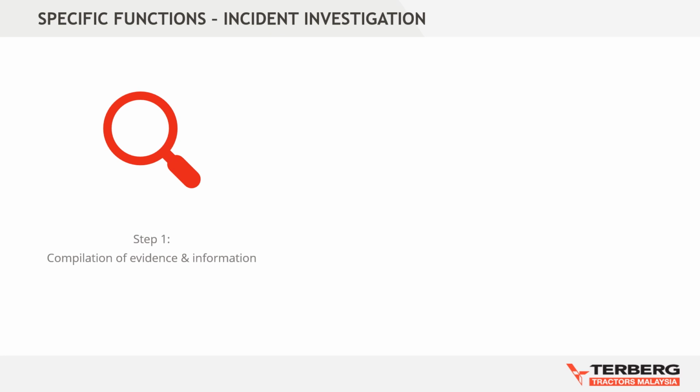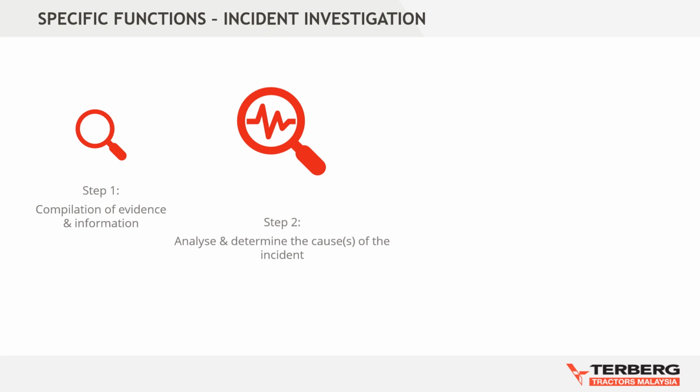Step 1 is to compile all the information and evidence when the incident happened, which includes time, date, how the incident happened, who the victims are and the location of the incident. Step 2 is to analyze and determine the causes of the incident. The reasons to investigate a workplace incident include, most importantly, to find out the cause of incidents and to prevent similar incidents in the future, to fulfill any legal requirements, to determine the cost of an incident, and to determine compliance with applicable regulations.